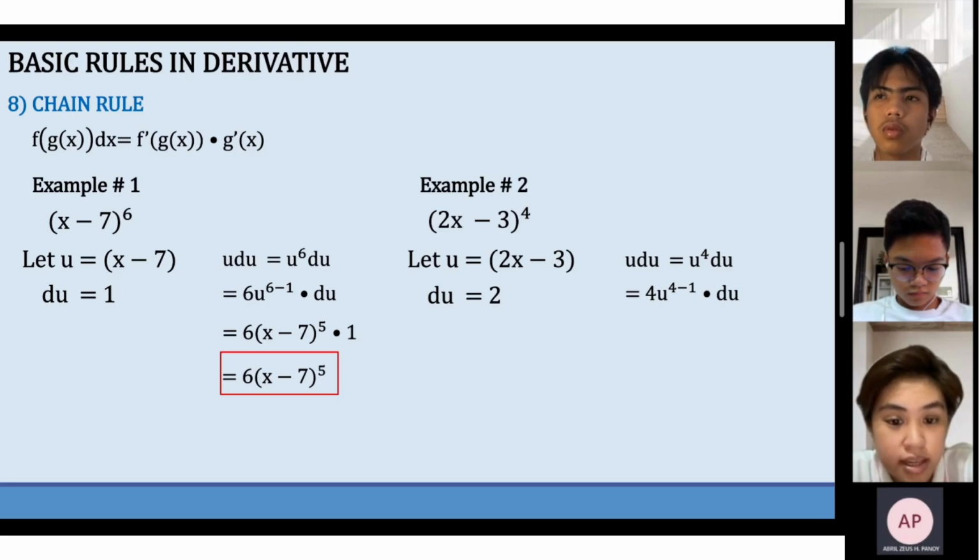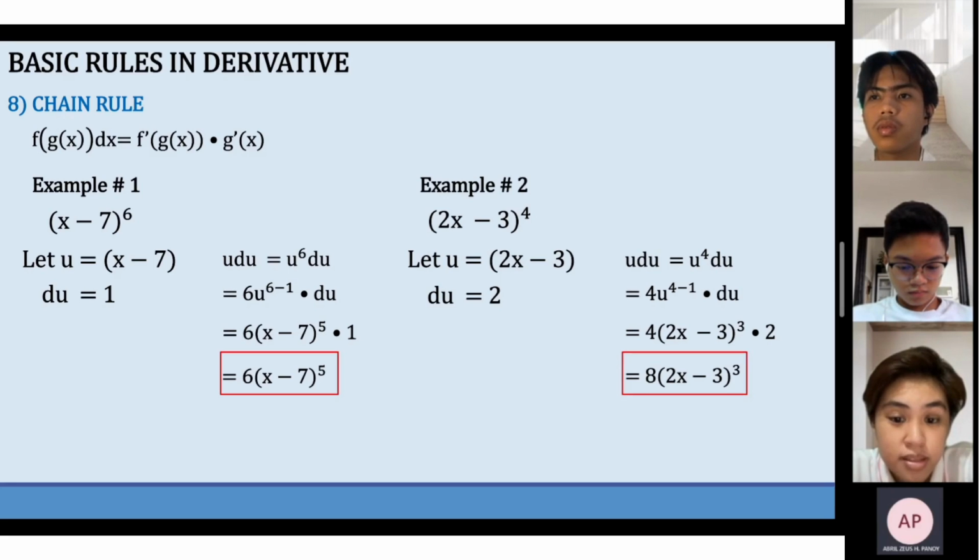Now we will substitute again the value of u and du, which is 4 times 2x minus 3 cubed times the derivative of u, which is 2. To simplify, we will multiply 4 times 2. So the final answer will be 8 times 2x minus 3 cubed.